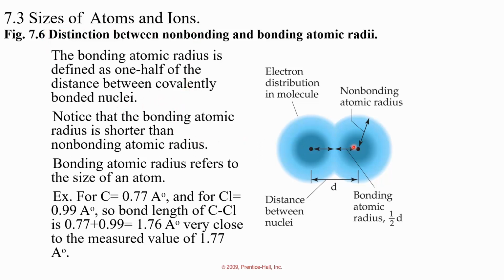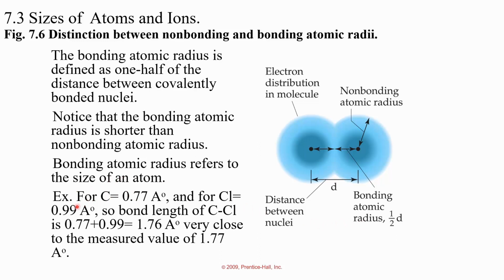And here, when you have an isolated atom, it has the so-called non-bonding atomic radius. But when two atoms approach each other to form a covalent bond, then this is called bonding atomic radius. This is smaller than this. So notice that the bonding atomic radius is shorter than the non-bonding atomic radius. Now, bonding atomic radius refers to the size of an atom. So the bonding atomic radius, which equals 1/2 the distance here, refers to the size of an atom.